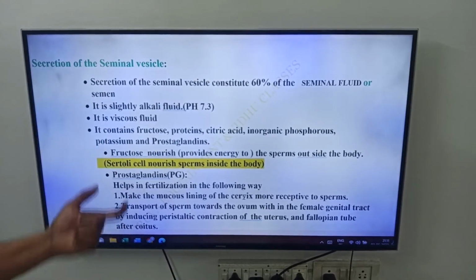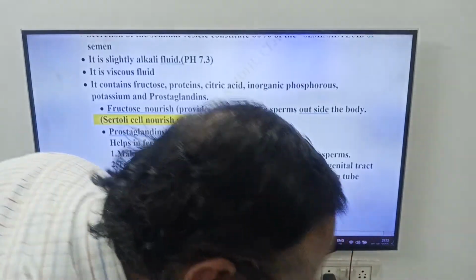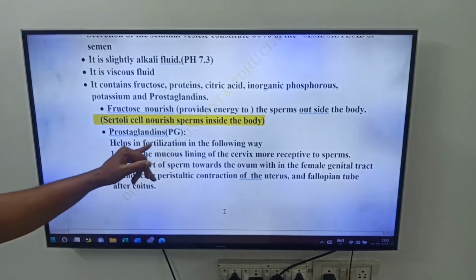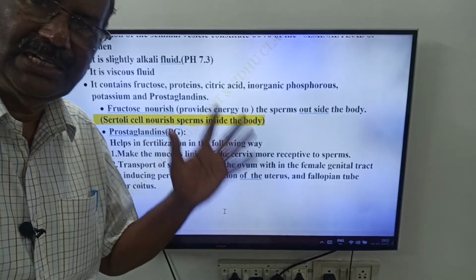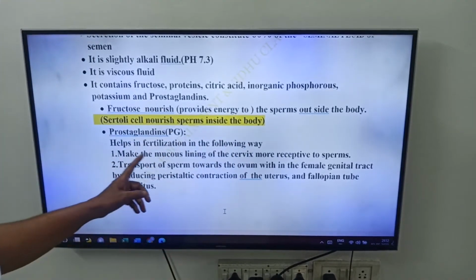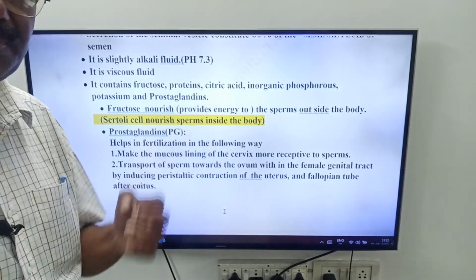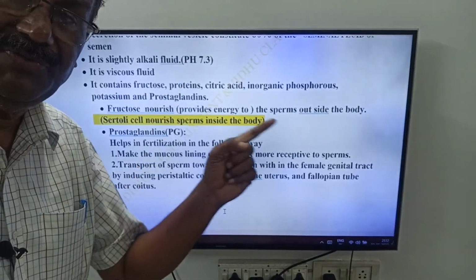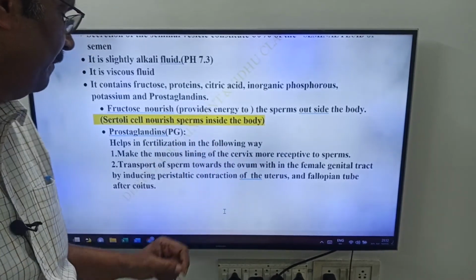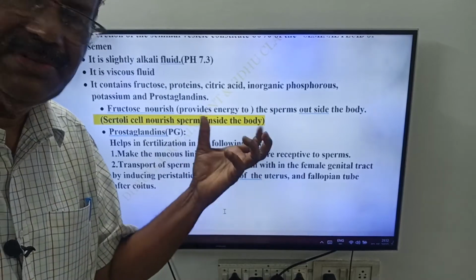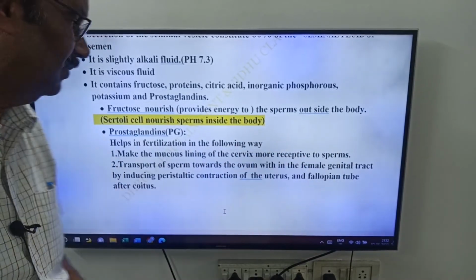Now, what is the role of the prostaglandins? PG, friends, prostaglandins. Prostaglandins help in fertilization in the following way. How? Number one, they make the mucous lining of the cervix more receptive to sperms. Friends, the cervix is a part of the female reproductive system. So, these prostaglandins make the mucous lining of the cervix more receptive to sperms. They attract the sperms. Okay, friends.